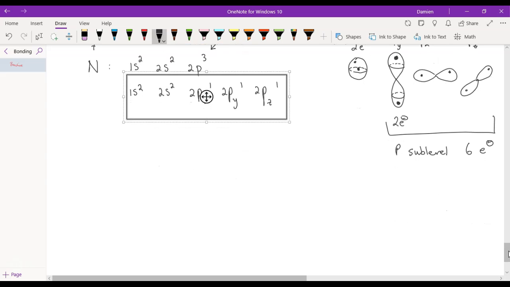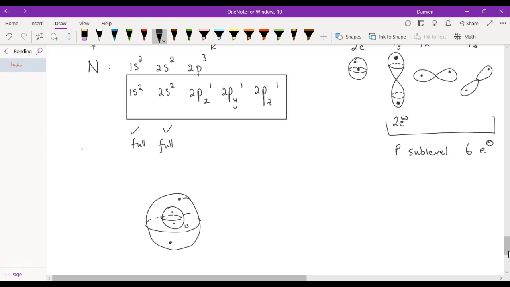If we were to draw this fully, you would start with 1s2, so you would have your s orbital like this with 2 electrons, and that would be your 1s orbital. And then you would have your 2s orbital, which will be surrounding that. So you again have another one, and there's another 2 electrons. But because these are full, we're actually not interested in these at the moment. We're only interested in the orbitals that are involved in bonding. And for nitrogen, it's the p orbitals.